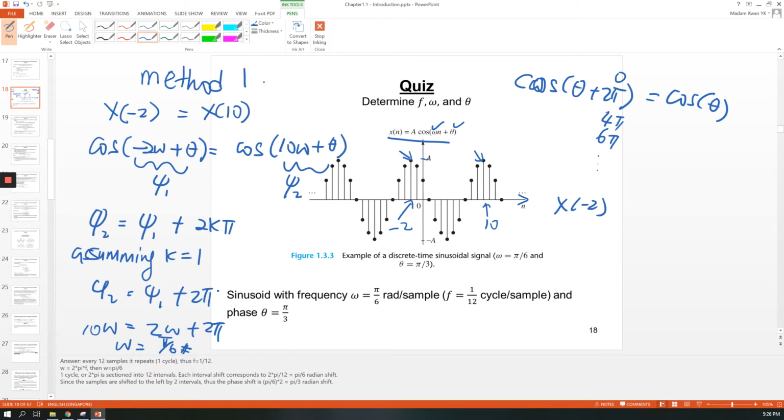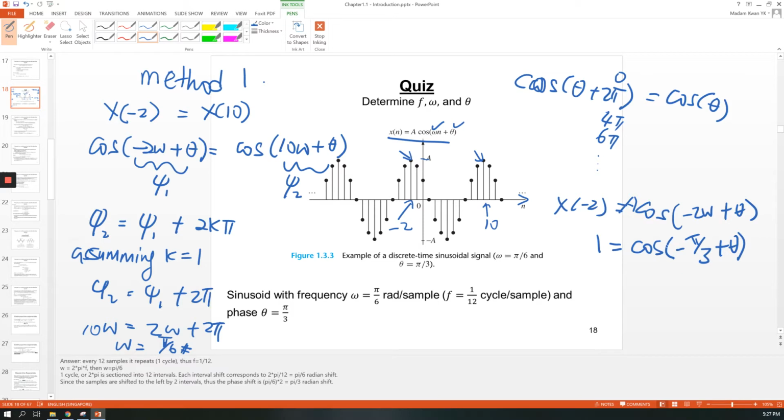So x[-2] equals a cosine of -2 omega plus theta. The value is a, so a can be cancelled off. So cosine of -2 omega plus theta, and we know what omega is already. It is pi over 6, so it is minus pi over 3 plus theta.